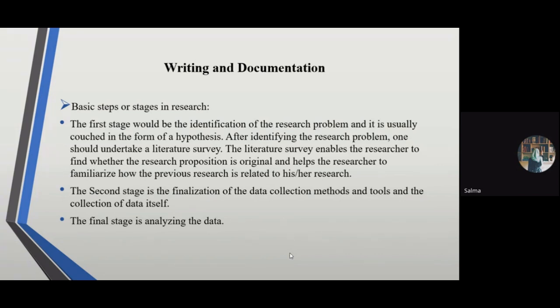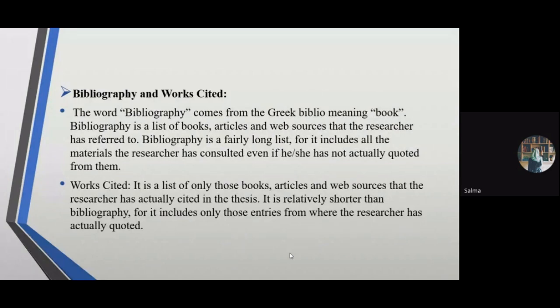Moving to the final stage, analyzing the secondary sources and using them for our research. Yes. Moving to bibliography and works cited. What is the difference between bibliography and works cited is this. Bibliography comes from the Greek word biblio, meaning book. Bibliography is a list of books, articles, and web sources that a researcher has referred to.